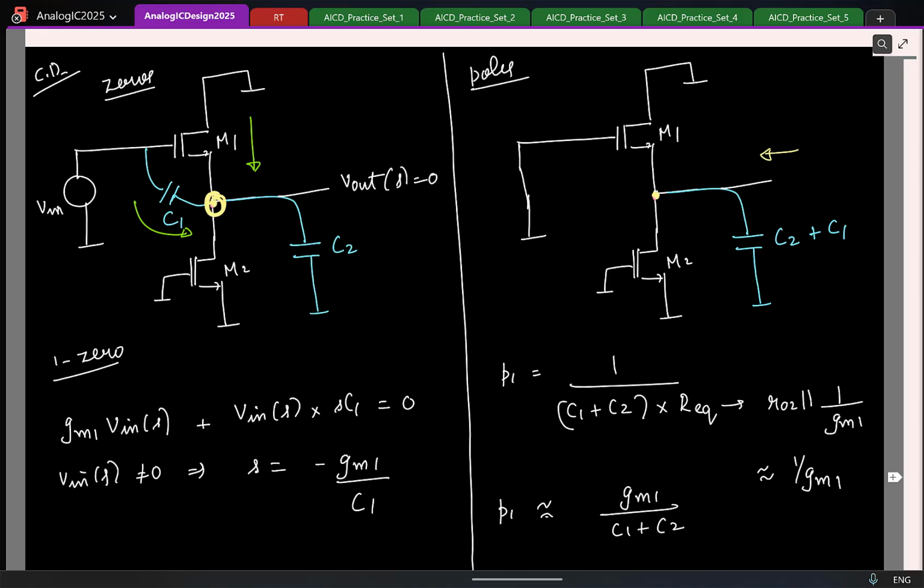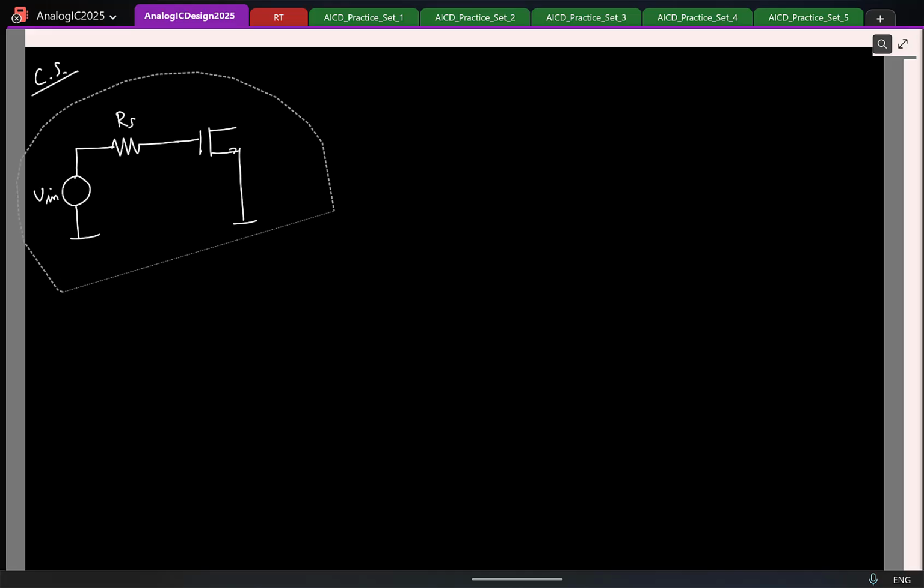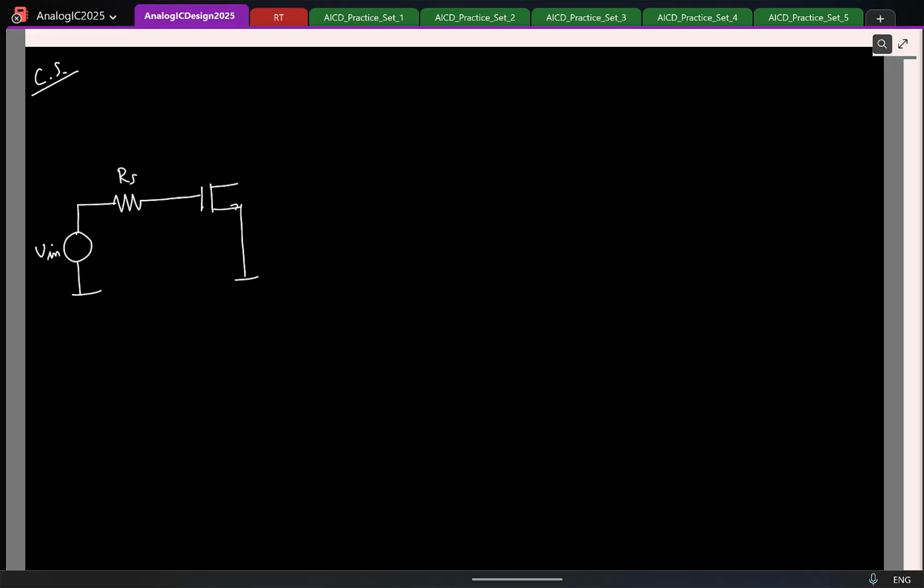So this is common drain. Let's now look at common source. So for common source, I'll consider a signal source resistance Rs to demonstrate a point. So this is what you have, and the output is taken from the drain here, and let's say we have a PMOS transistor as the current source connected like this.